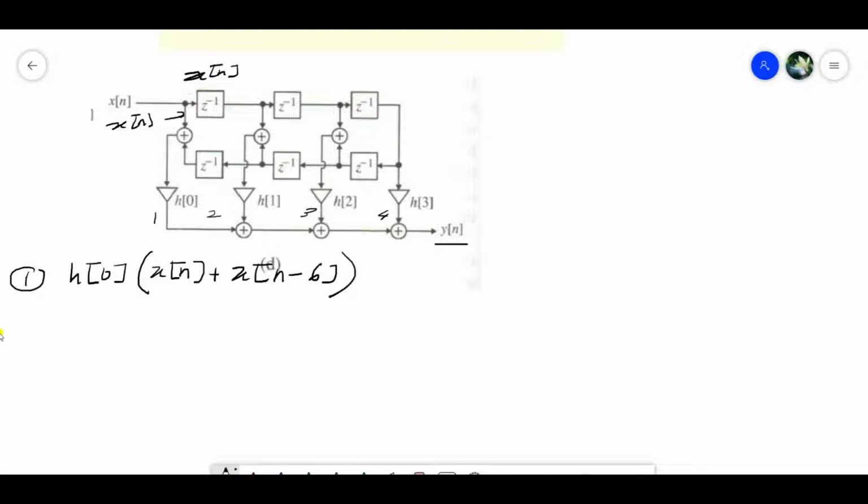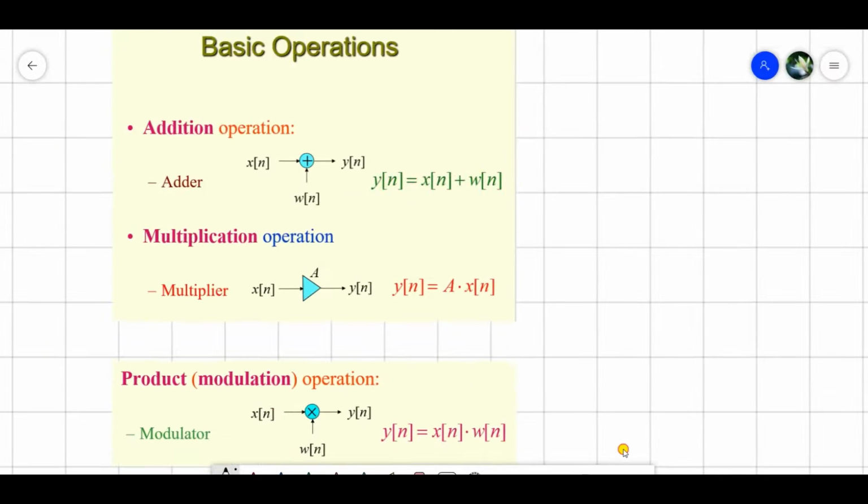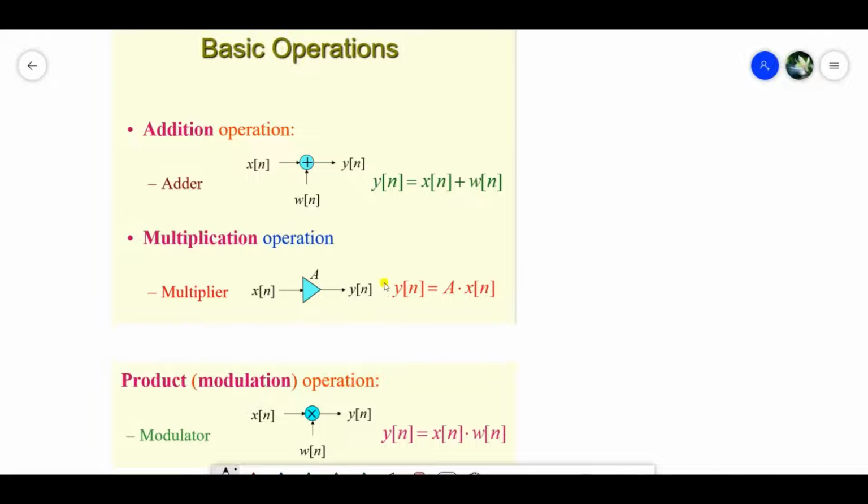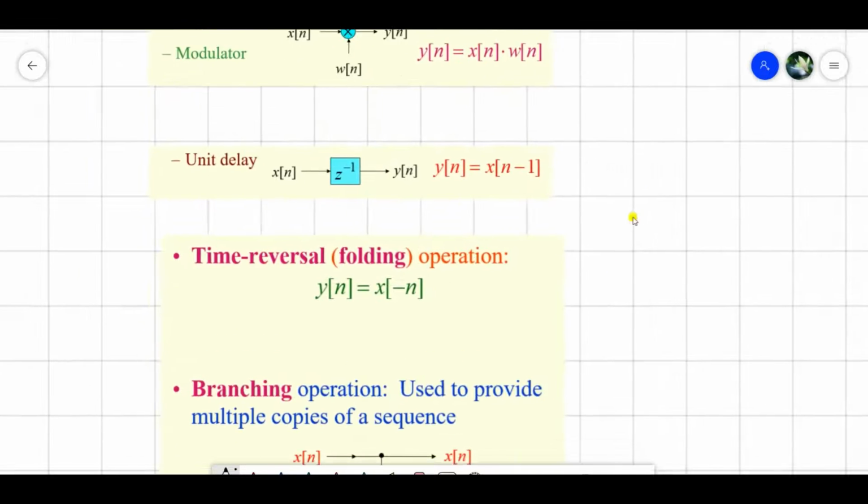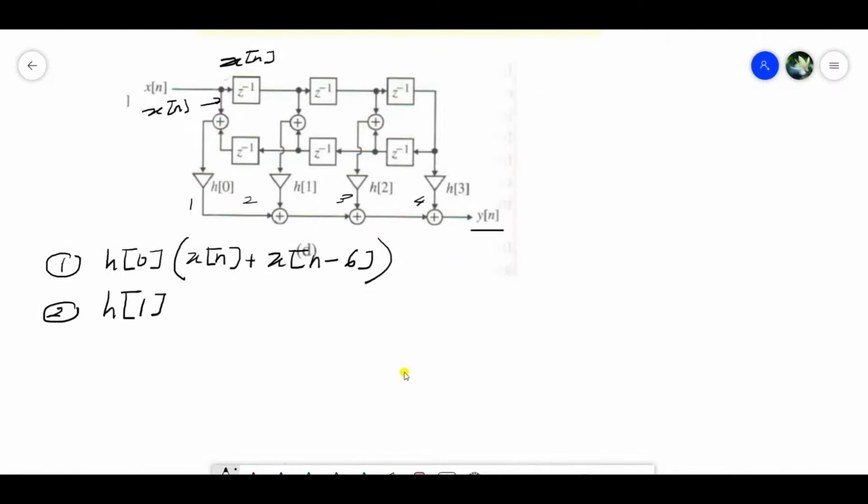So then we look at number 2. For 2, we do the same process. So H1 is a multiplier. So you see, this multiplies with H0. This is the same as if you go back to the basic operations. You see that the sequence multiplies with the constant there. All right.